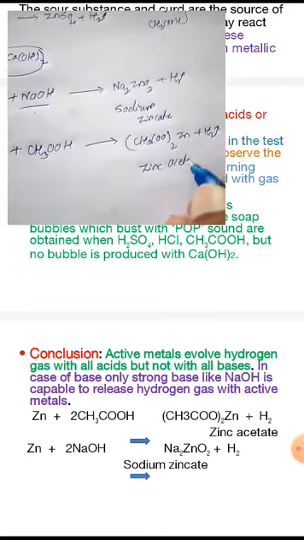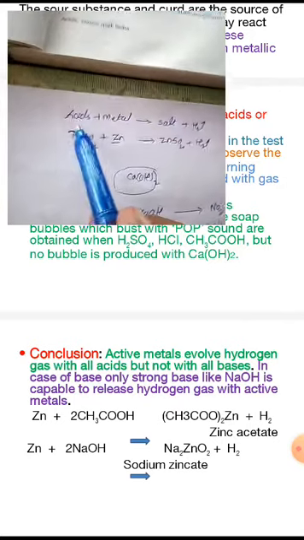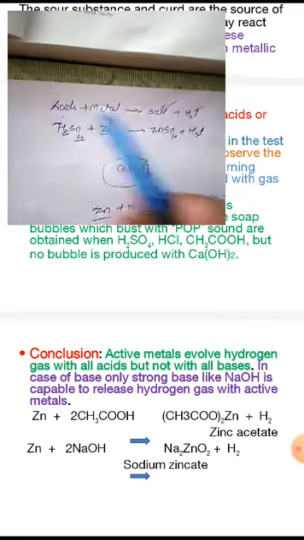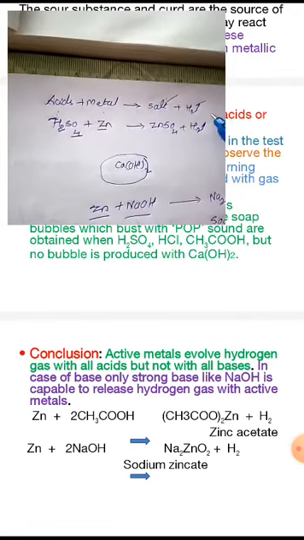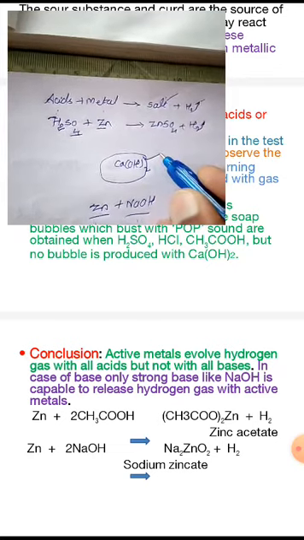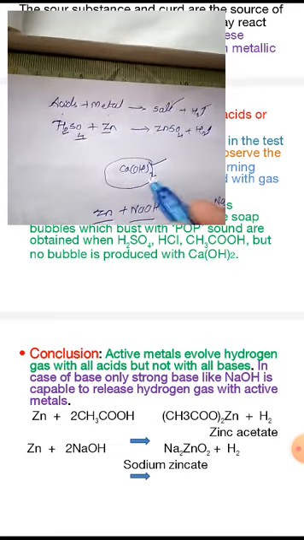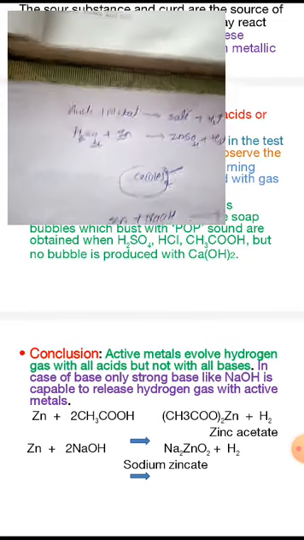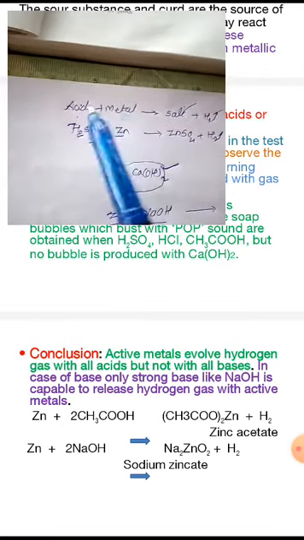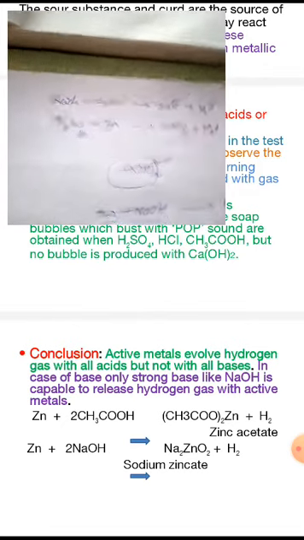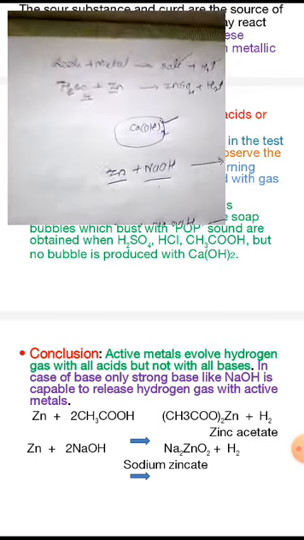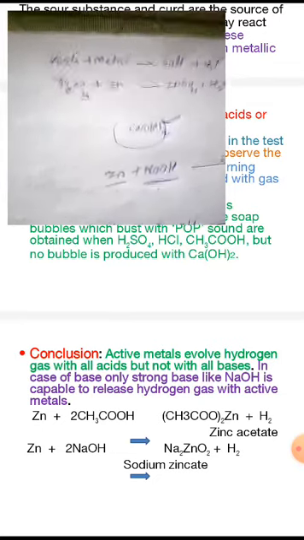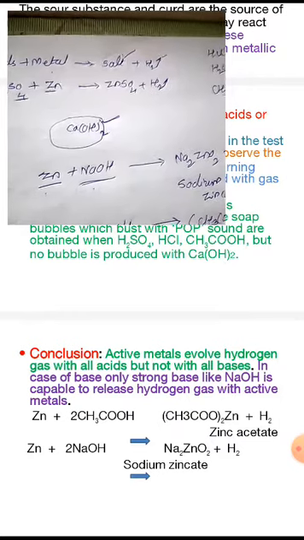Zinc acetate. Here the summary is, when acids react with metal, they produce salt and hydrogen. Almost all acids react with metal to produce salt and hydrogen. Sorry, calcium hydroxide is a base, yes? It is a weak base. Okay, then metals react with bases. Only in the case of a strong base, which is sodium hydroxide, does it produce sodium zincate.